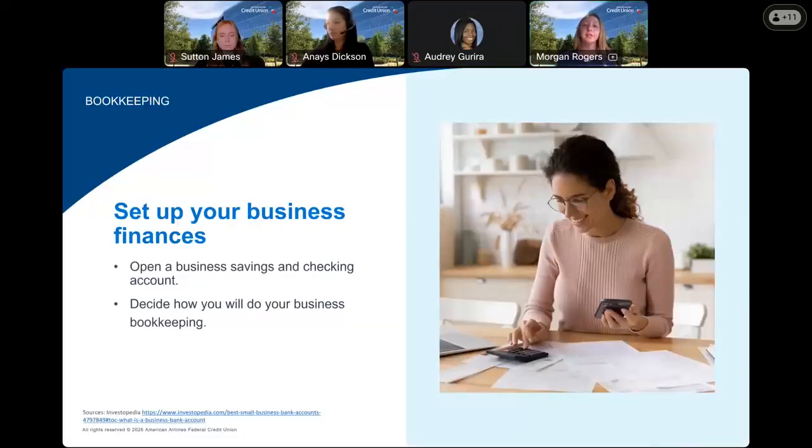So up first, let's talk about your finances for your business. Using technology such as online business account banking and small business bookkeeping software can help you follow through on the goals that you have set and track your progress. An important step to set up for your small business finances. So this is very important to keep in mind.